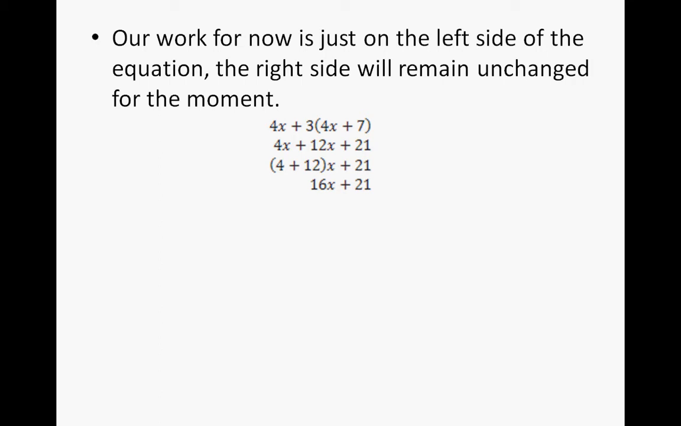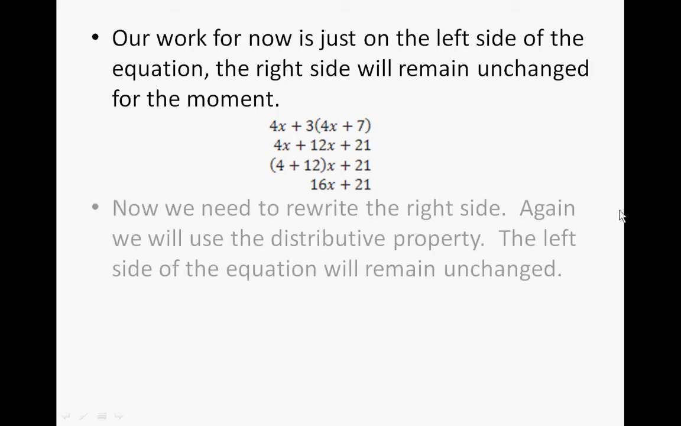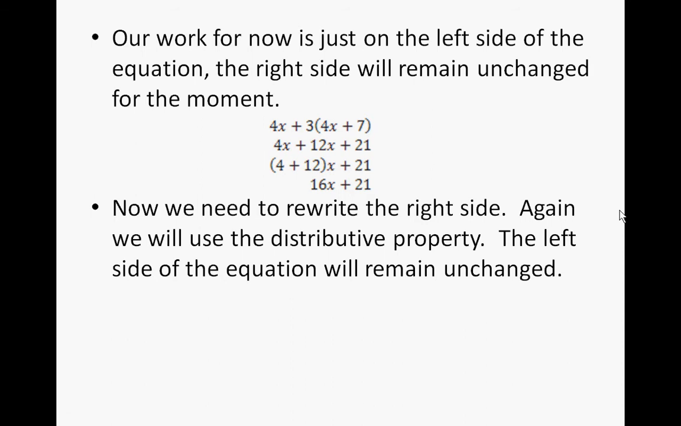Now, using the distributive property to collect like terms, we can factor out an x and add the coefficients of 4 and 12, plus 21. When we do that, we have 16x plus 21. So now we need to rewrite the right side. Again, we will use the distributive property, and the left side of the equation is going to remain unchanged.